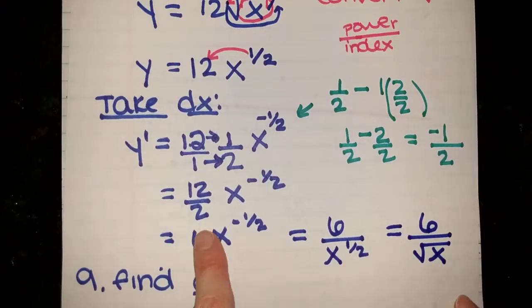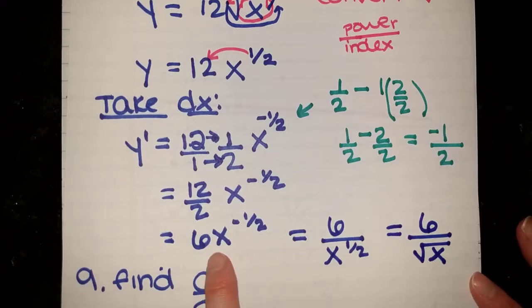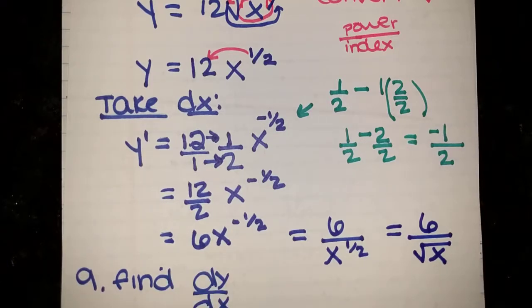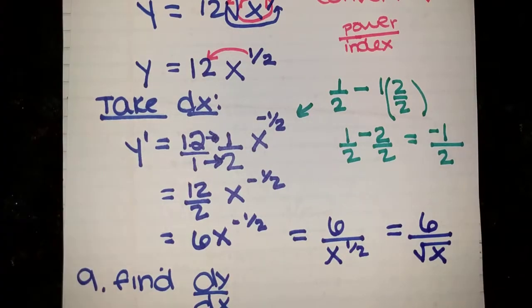So any of these three are perfectly acceptable for the test. MyMathLab is probably going to be okay with this one. Usually what they do is they convert, like if you start with a radical, they're going to end with a radical. But again, this is perfectly acceptable for your test.